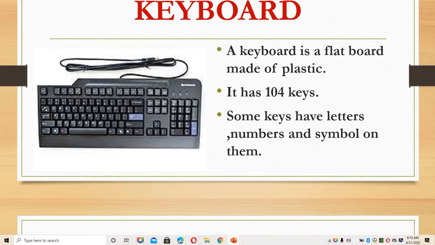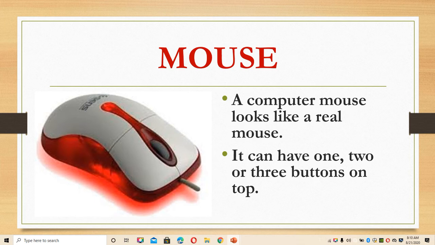Students, next is mouse. A computer mouse looks like a real mouse. It can have 1, 2 or 3 buttons on top. We click the buttons to use the mouse. It is used to point, move and select any item on the computer screen or monitor. A mouse also helps us to draw pictures and play games.